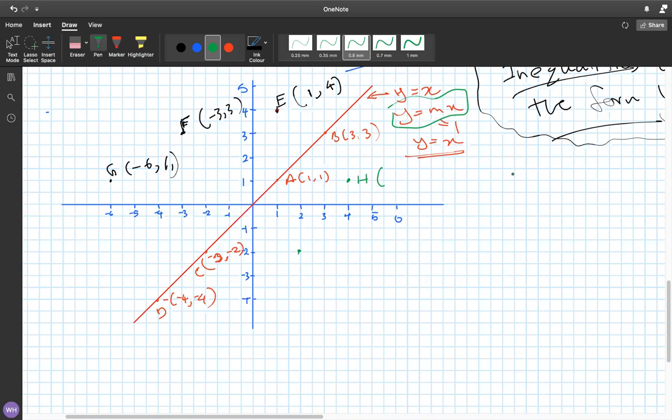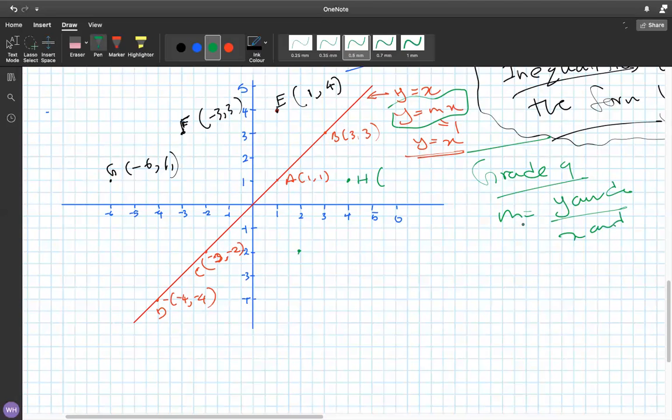So if you consider graphs in grade 9, right? Anyhow, I will remind you just after this. Yes, okay. Gradient is the ratio between the y coordinate and the x coordinate of any point.